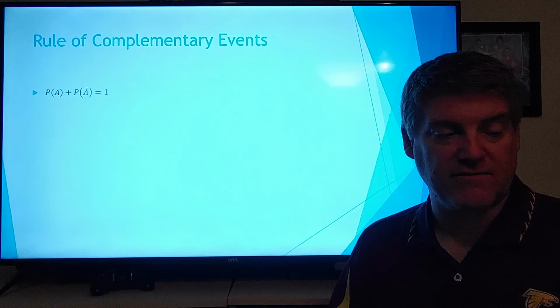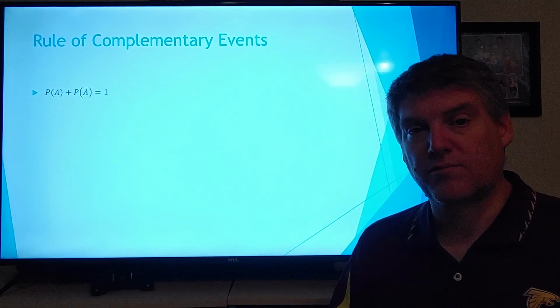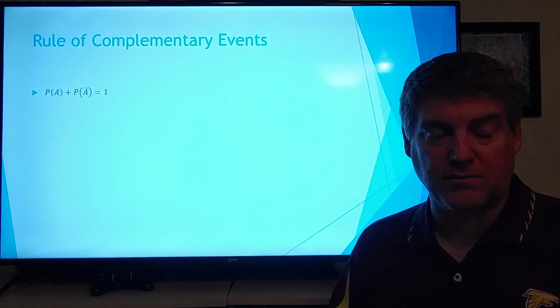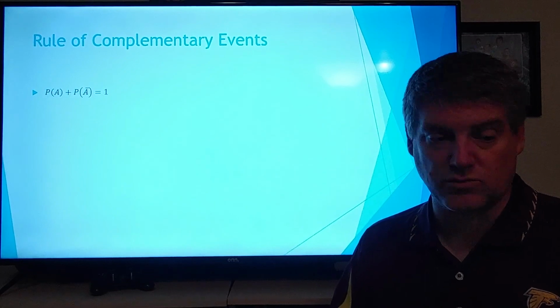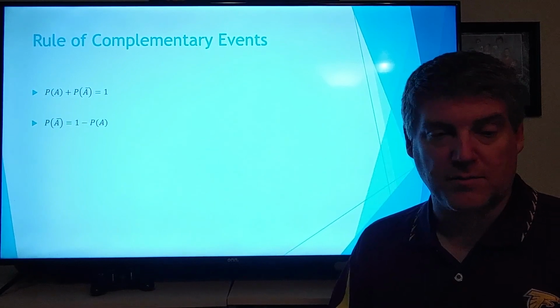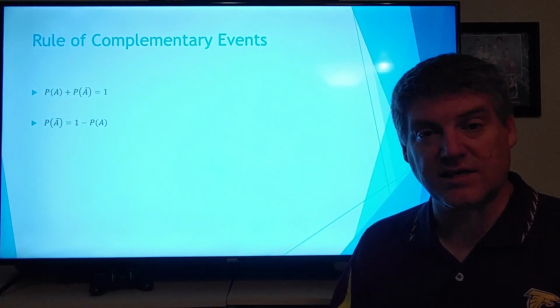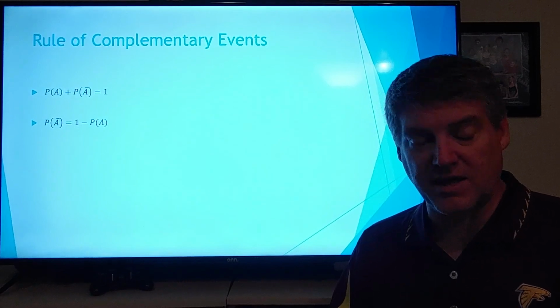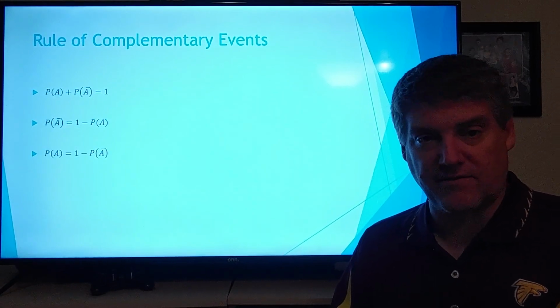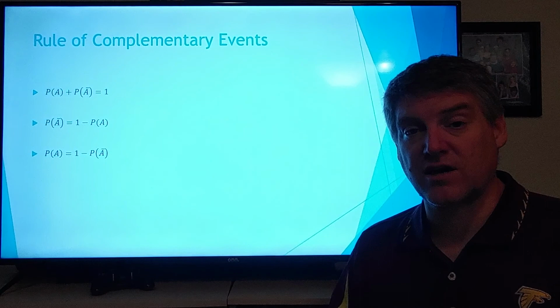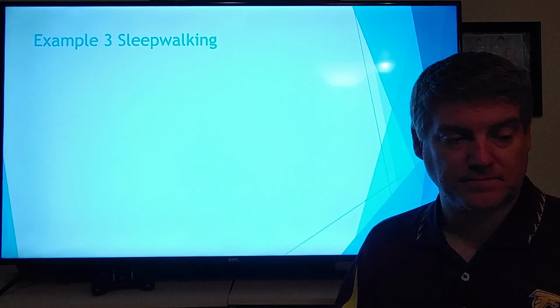Rule of complementary events. The probability of A plus the probability of the complement of A equals 1. The probability of the complement of A is equal to 1 minus the probability of A, and the probability of A is equal to 1 minus the probability of the complement of A.